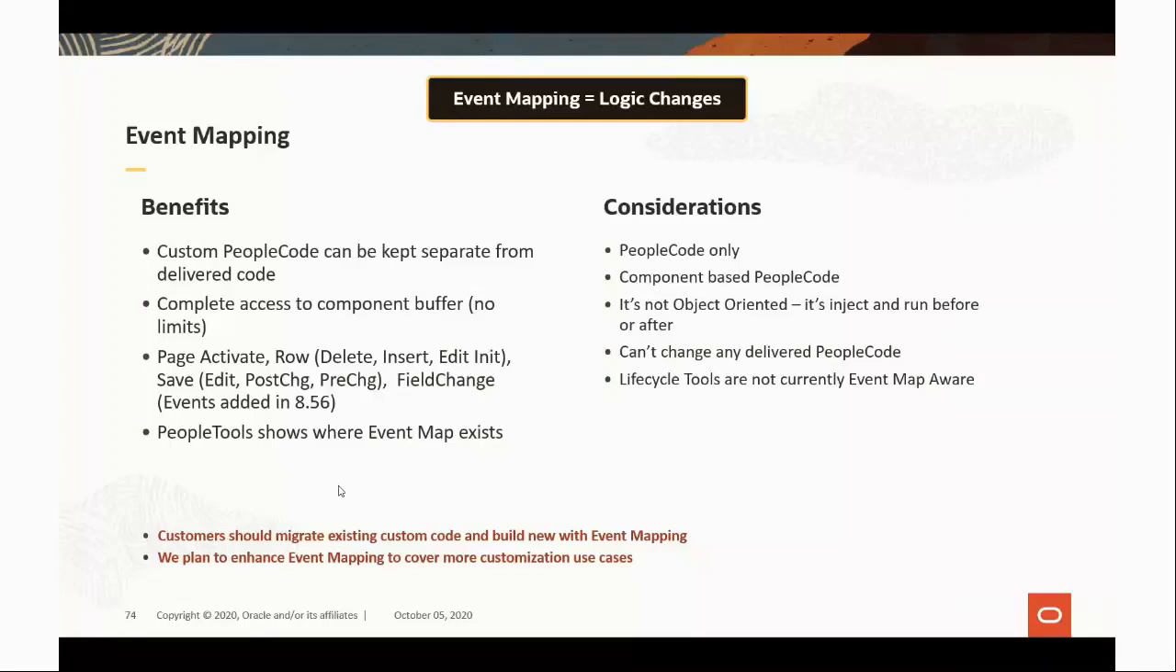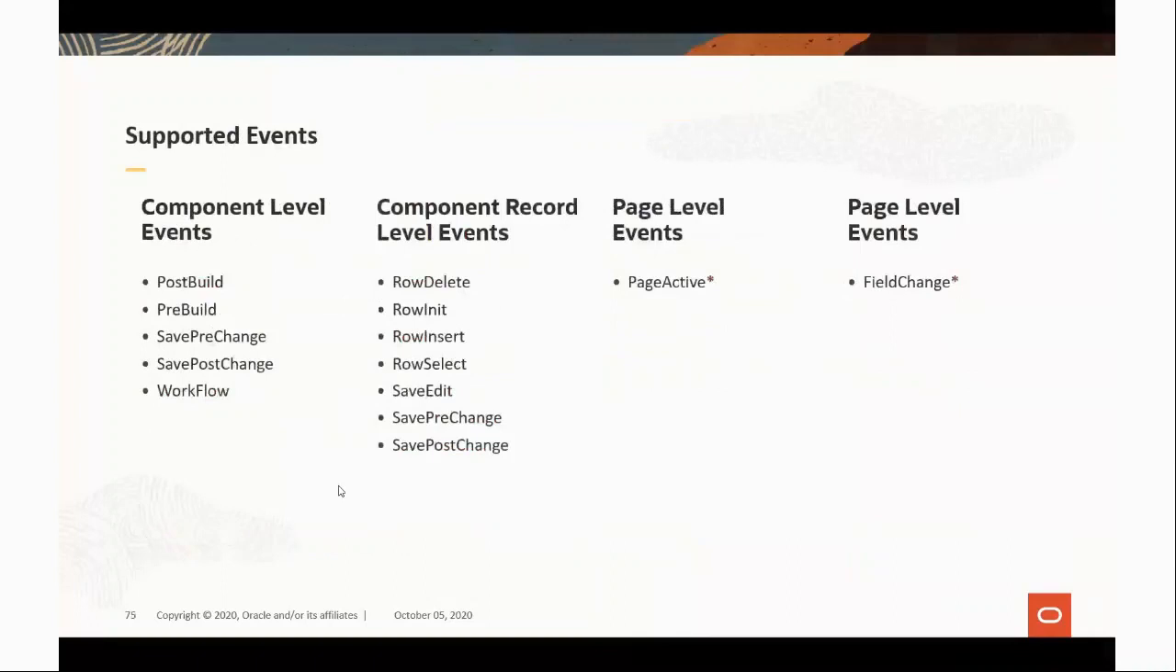A few considerations: it's PeopleCode only. It's component-based PeopleCode. It's not object-oriented, so you can't overwrite things in a parent, for example, via child. It's inject and run before or after our delivered code. You can't change any of our delivered PeopleCode. You can only inject your code before or after our events. And as I said, I'll kind of blow through this quick, but this is actually updated now. There are even more events that are available now. This was as of 8.5.6, but there have been more introduced since.